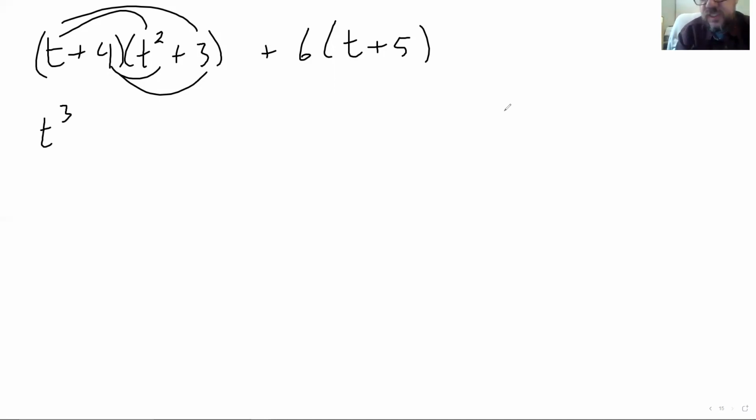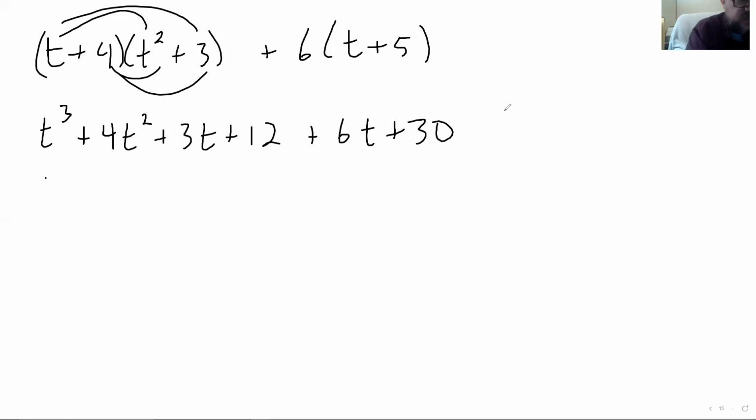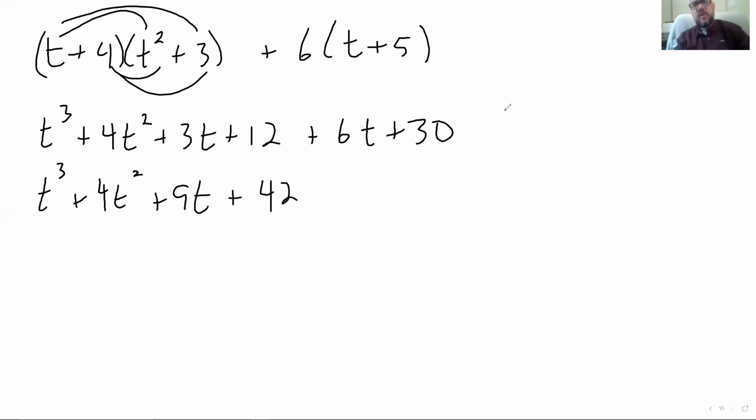Then I'm going to look for all the t squared terms. I'm just going to count down one every time. So the only t squared term is 4t squared. T terms, we got plus 3t plus 12, and this guy is 6t plus 30. All right, so we're going to have t cubed plus 4t squared plus 9t plus, what is that? 42.